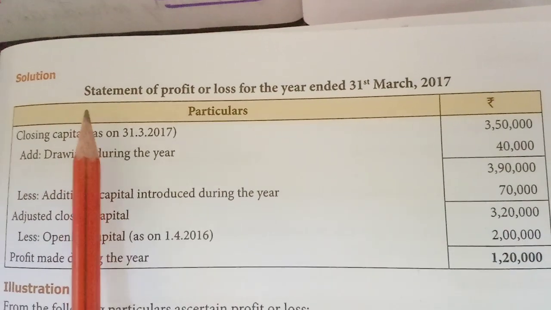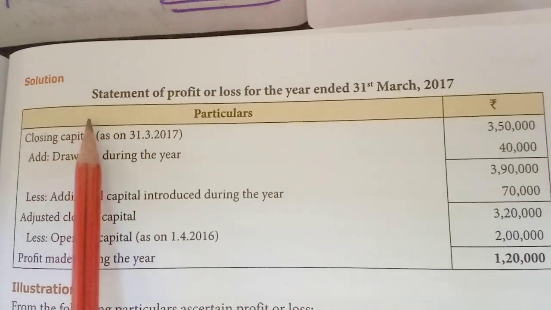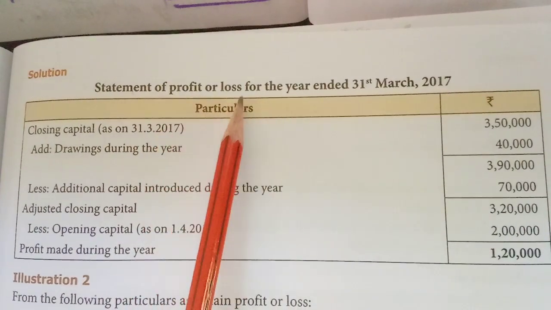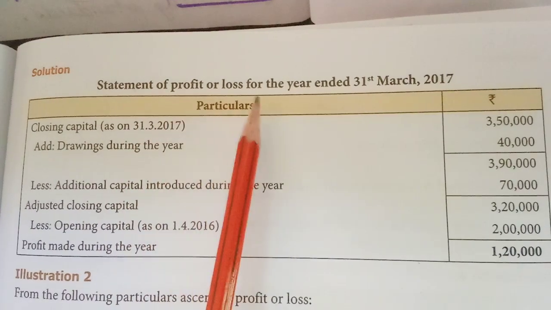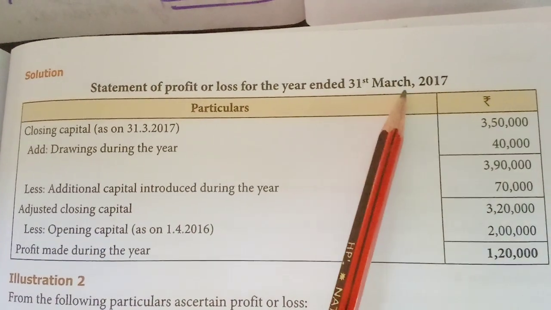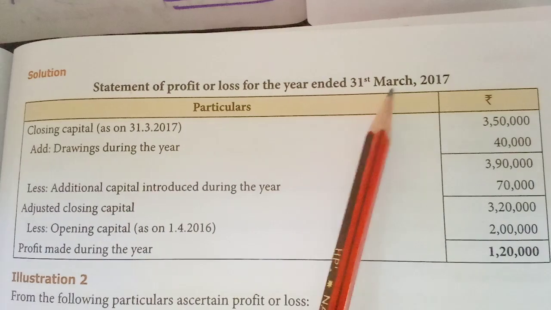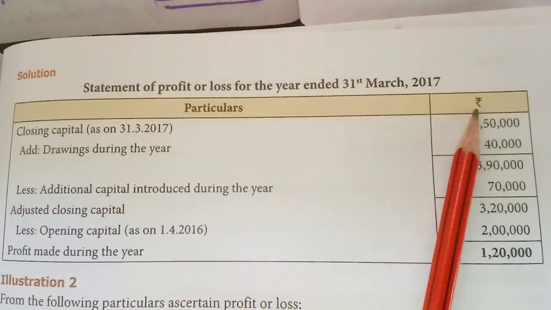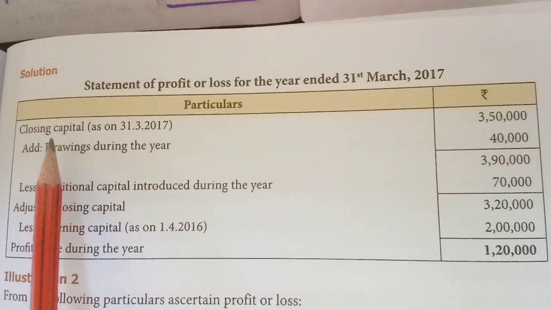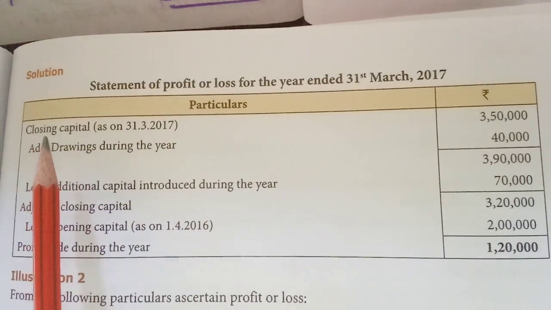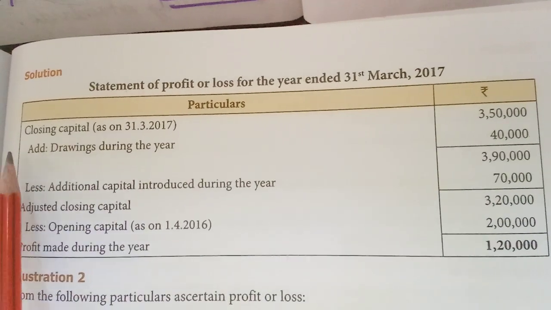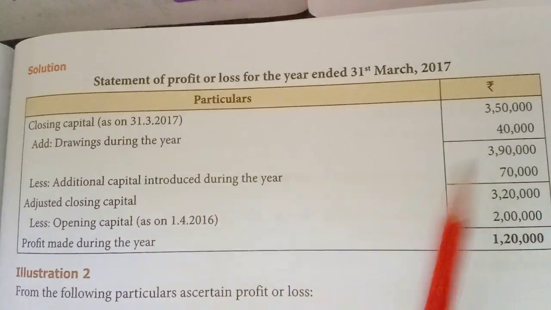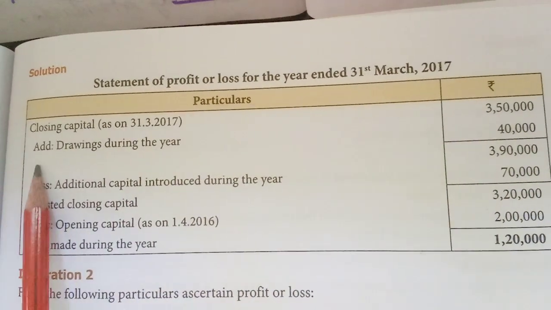First you have to write the heading. Don't forget to write the heading, statement of profit or loss. We do not know whether it is profit or loss, so you have to write it like this: statement of profit or loss for the year ended 31st March 2017. Then write two columns, particulars and the rupees symbol. The first item, as I explained, will be closing capital. You can write the date in brackets or leave it. 3,50,000, add drawings.